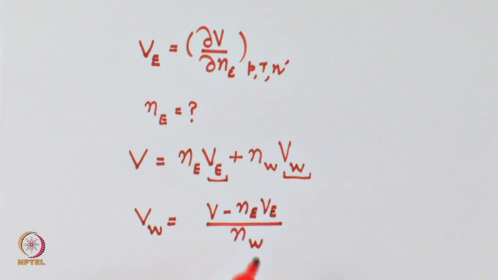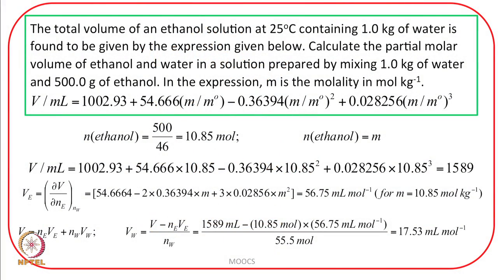And this we have discussed many times, that the number of moles of water in 1 kilogram of water is going to be 1000 divided by 18, which is 55.5. And let us use that information. Let us take a look at the slide. Now we substitute for V we just calculated 1589 minus 10.85, that we have calculated number of moles of ethanol, and partial molar volume of ethanol, we calculated as 56.75 milliliter per mole. So, on solving this, what we have is the partial molar volume of water to be 17.53.